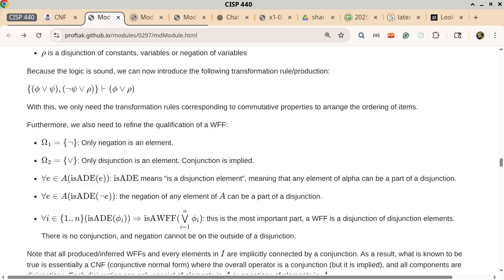Are we good so far? It qualifies everything in alpha to say that yes, it can be an element inside a disjunction, or basically an or expression.